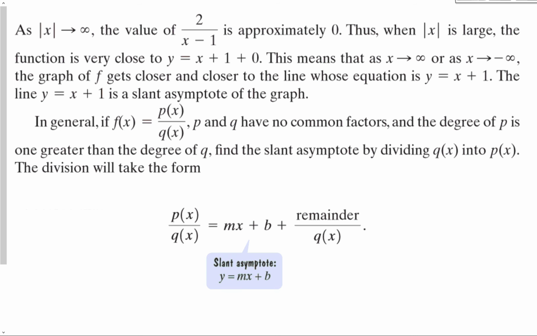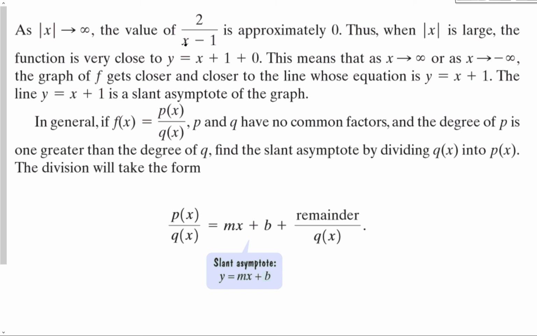Okay. This works because as the absolute value of x gets bigger and bigger as it approaches infinity, the value of this goes pretty much to 0. Thus, when the absolute value of x is large, the function is very close to x plus 1 plus 0. This means that as x approaches infinity, or as x approaches negative infinity, the graph gets closer and closer to the line whose equation is y equals x plus 1. The line y equals x plus 1 is thus a slant asymptote of the graph.